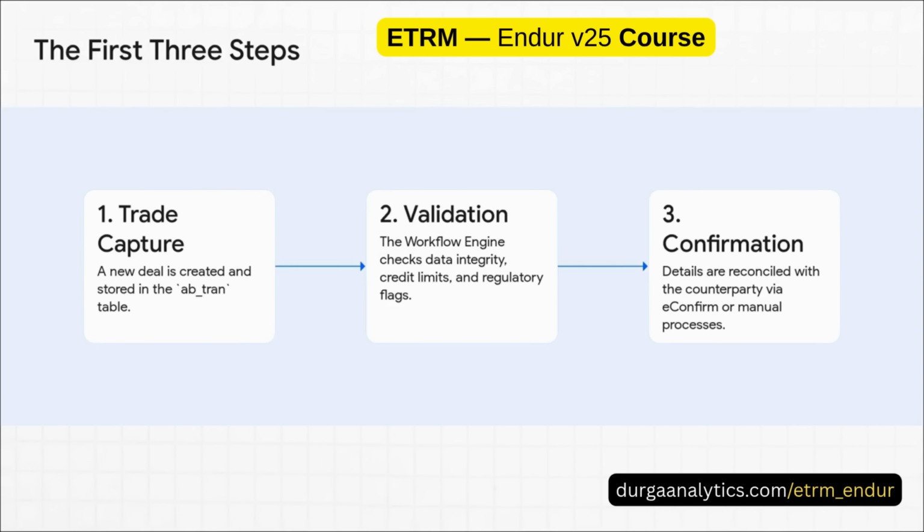Think of these first 3 steps as the gatekeepers of your system. First, you've got capture, where the deal gets booked. Simple enough, but then validation kicks in immediately. The workflow engine acts like a bouncer at a club, checking everything from credit limits to mandatory data fields. And finally, confirmation. Make sure that both you and your counterparty are looking at the exact same deal. It is all about getting it right from the very start.